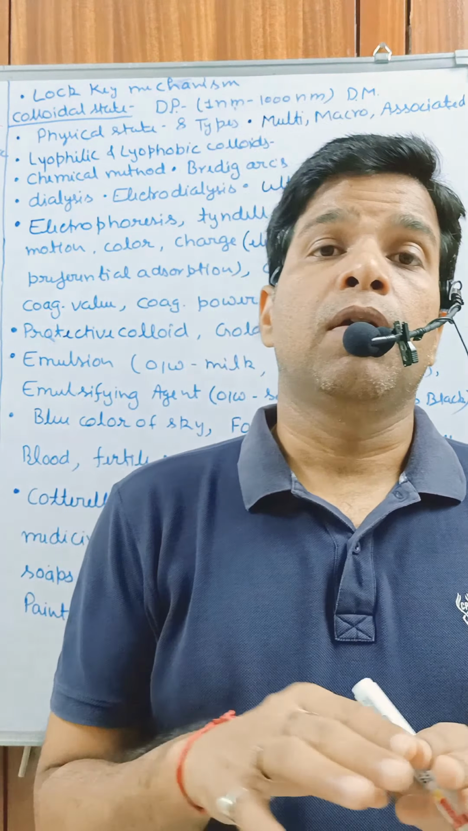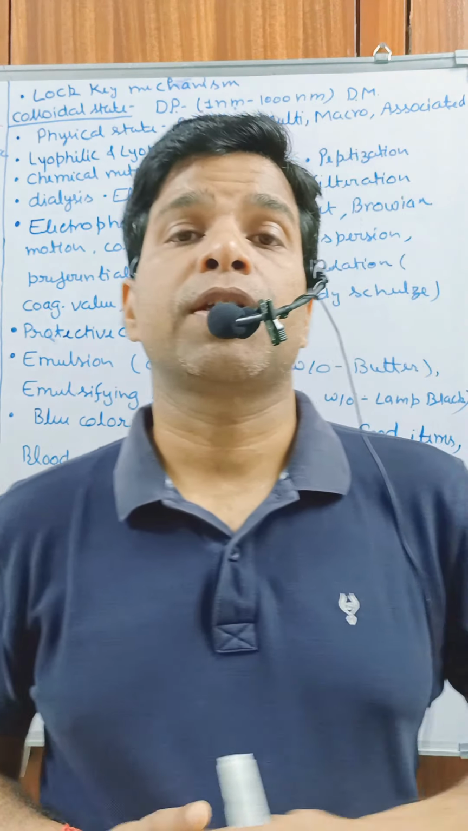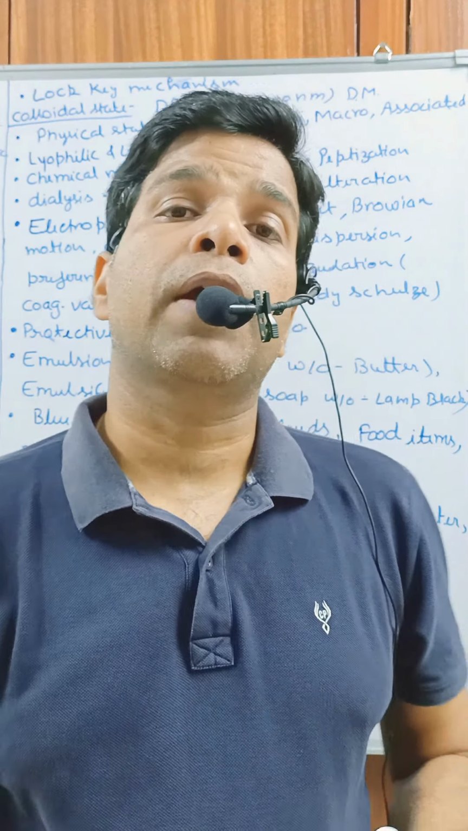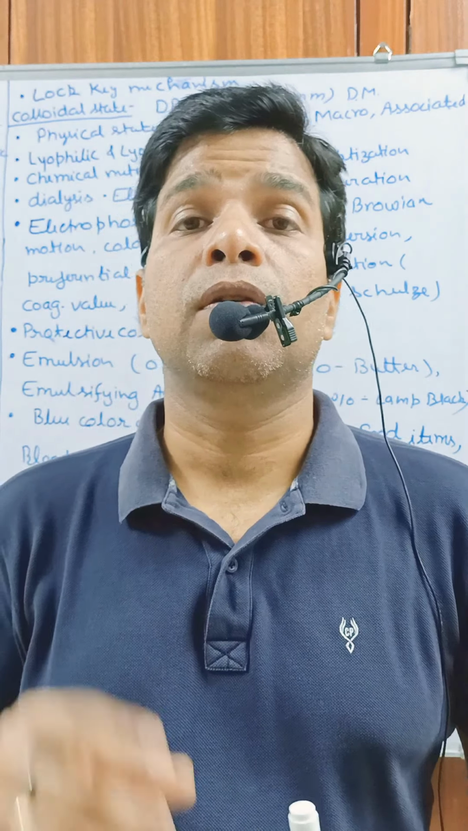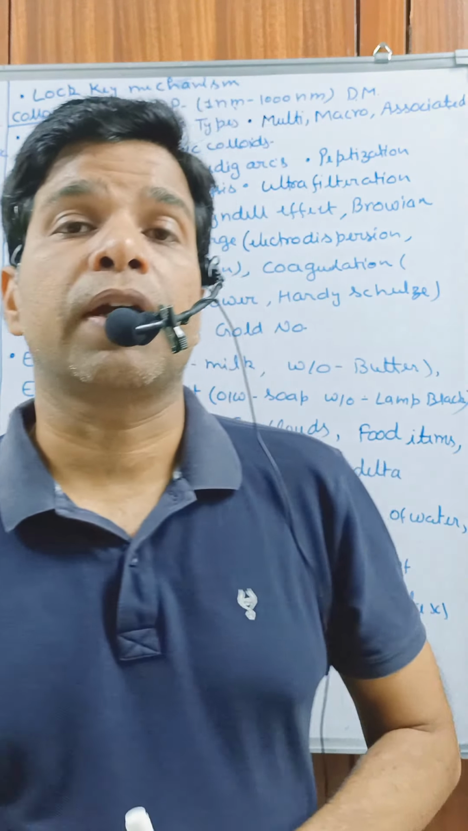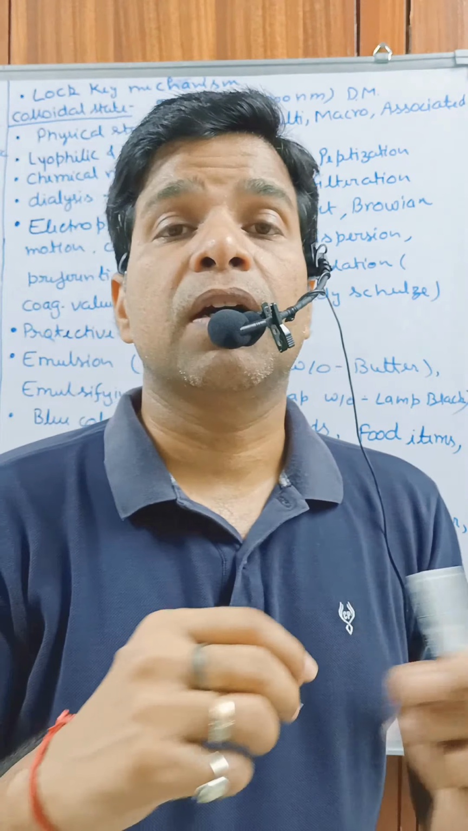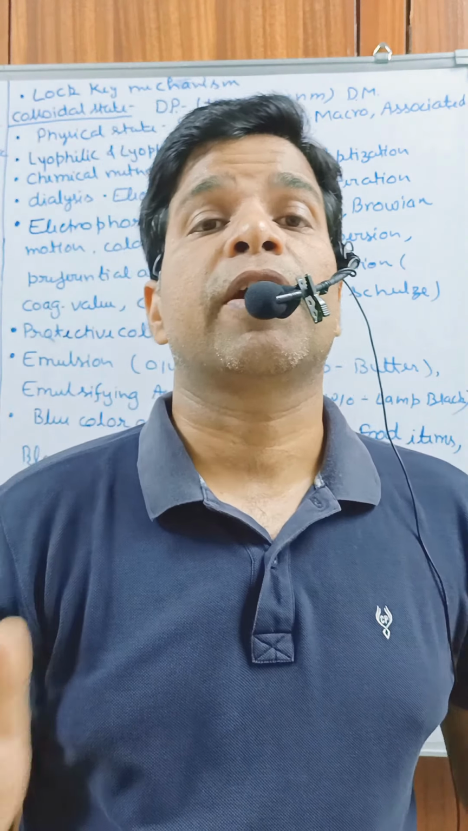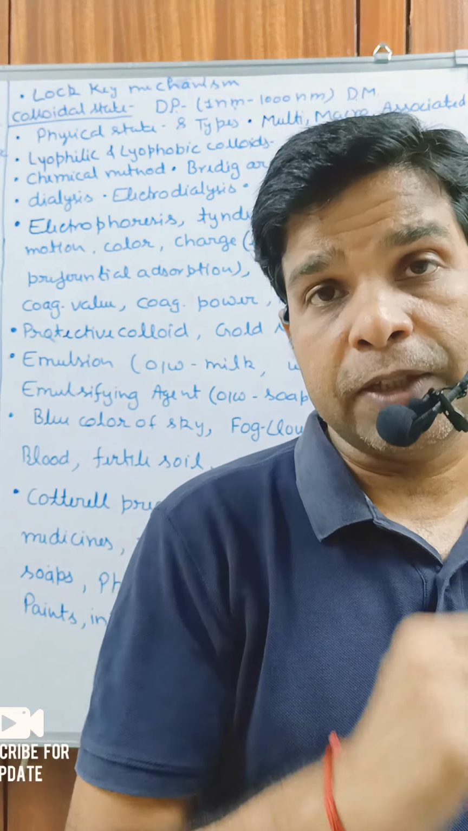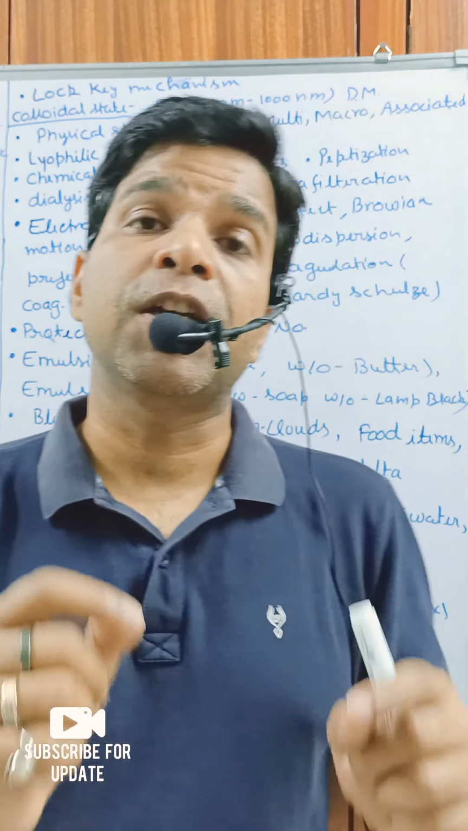Then peptization means conversion of a freshly prepared precipitate into colloidal form. A freshly prepared precipitate, for example AgI, is mixed with a small amount of an electrolyte like KI or AgNO3. One ion should be common, and then we shake with the electrolyte. It breaks the freshly prepared precipitate and converts it into colloidal form. The electrolyte used for this purpose, like AgNO3 and KI, is called the peptizing agent.